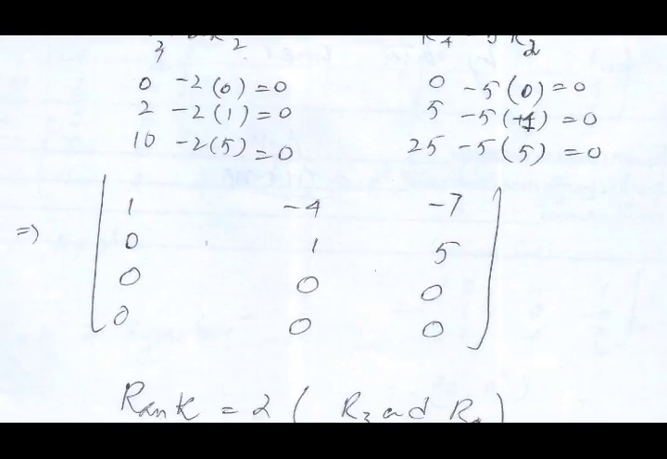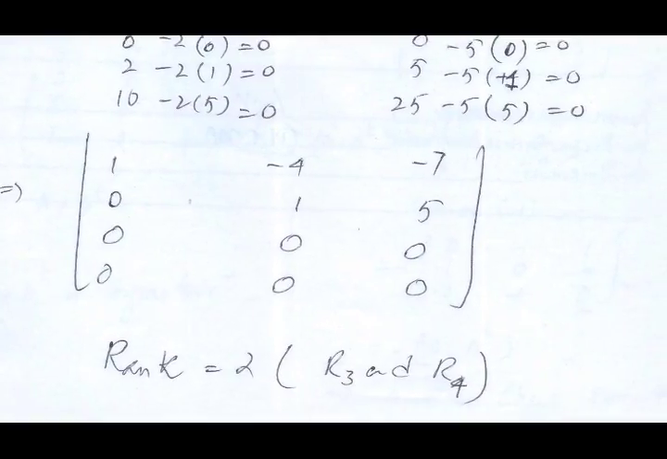We put these values in. The non-zero rows are 2, and R3 and R4 are zero rows. Therefore, rank is equal to the number of non-zero rows. How many non-zero rows are there? 2. Therefore, the rank is 2.